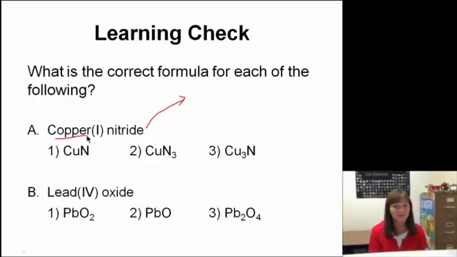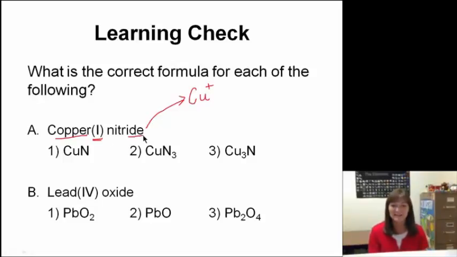So copper is a capital C lowercase u, and it is a transition metal. And it's not aluminum, zinc, cadmium, or silver, which means it has a variable charge. So that's why I'm giving you the Roman numeral here. The Roman numeral is the charge. It's a +1.